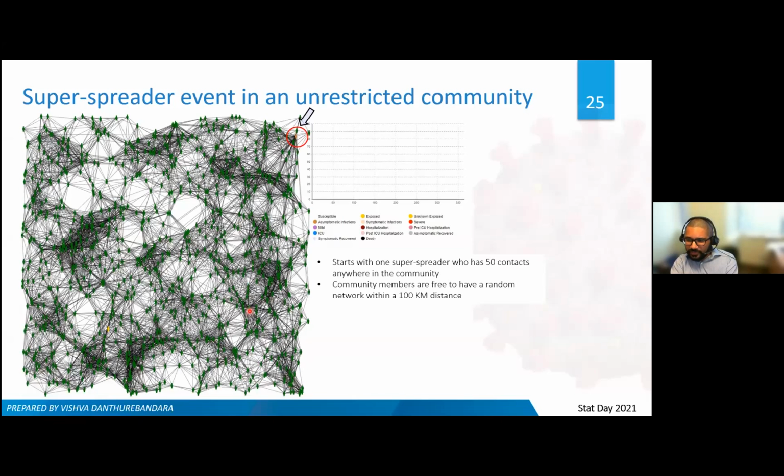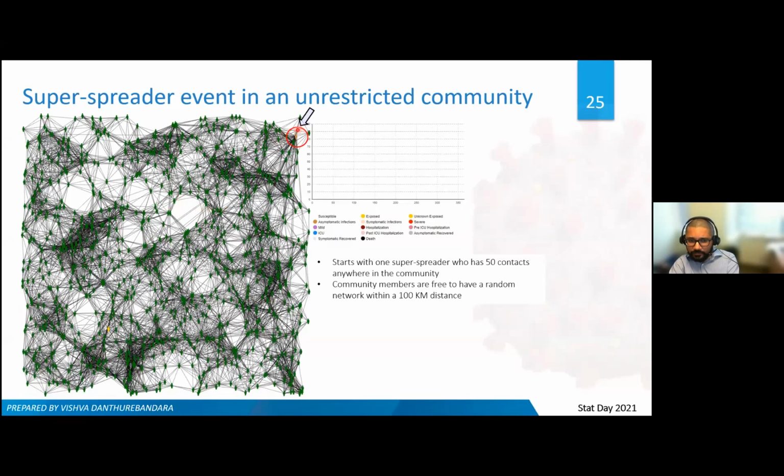My apologies, first of all, if this figure is unclear. These green little things are supposed to be people, if you can see that clearly. But let me explain. This is a population of 1,000 people. No restrictions implemented. Citizens can connect with anyone within 100 kilometers distance. However, the average contact rate is 10 contacts per day. The lines connecting individuals show their contact network.